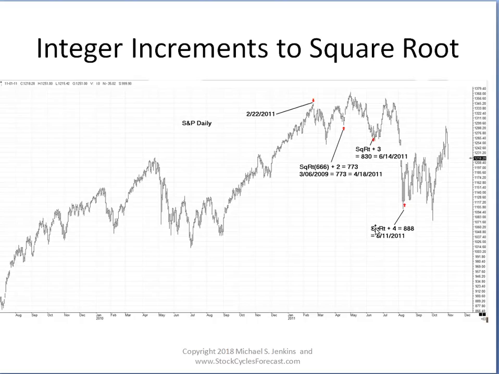The square root plus 4, 888 days, that comes right here. So we can see all the way from this one origin point, we are now pinpointing this reversal, this reversal, this reversal, and this reversal. So it's quite easy if you do the work to set up these cycles.